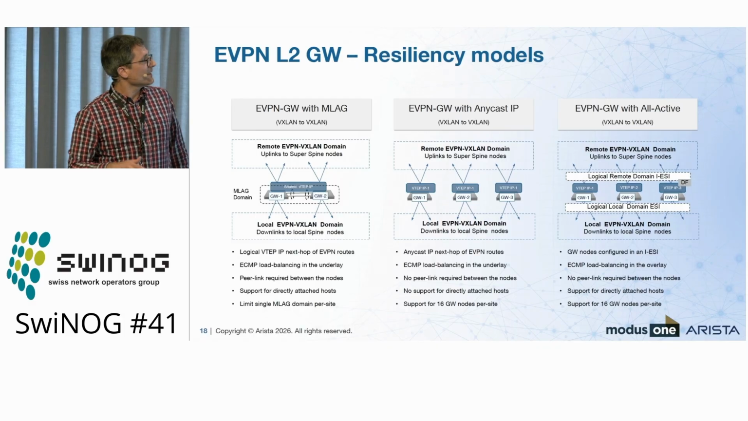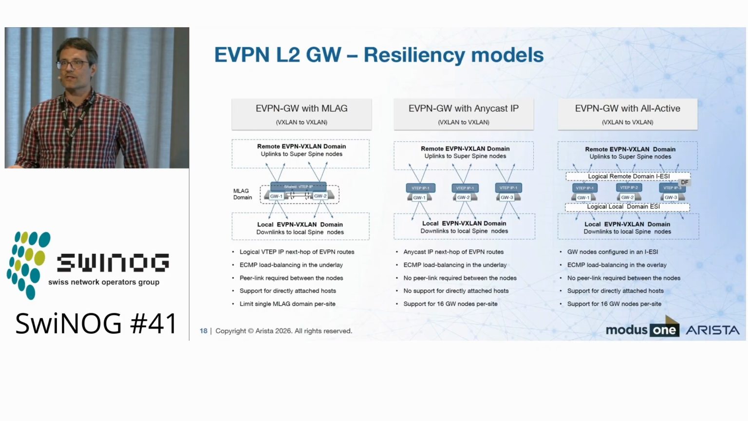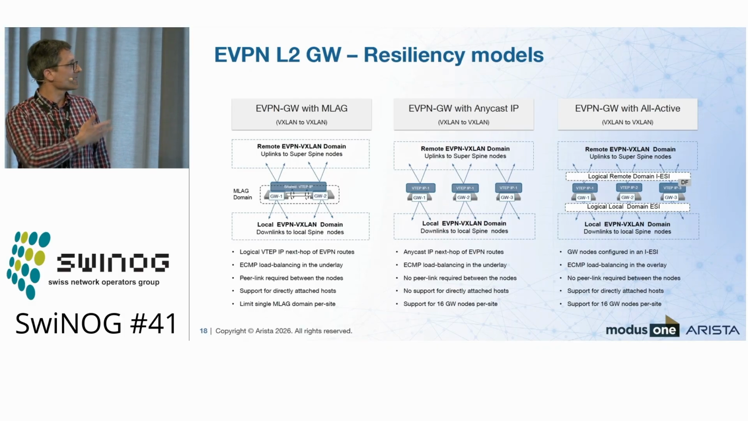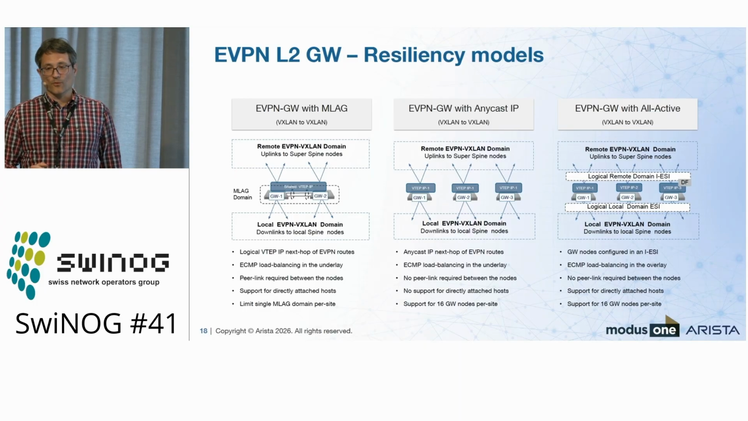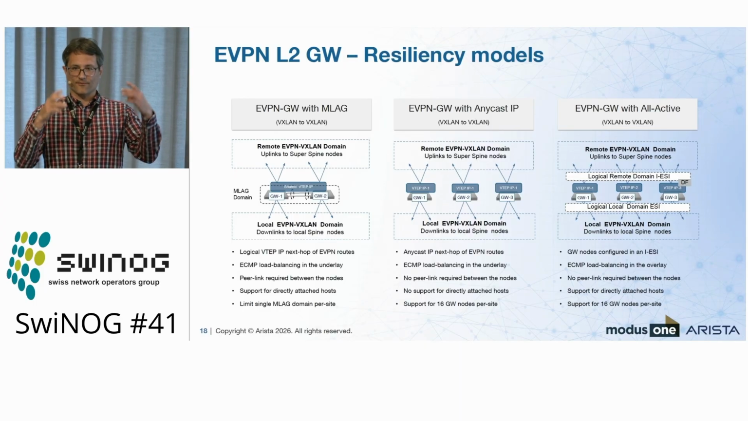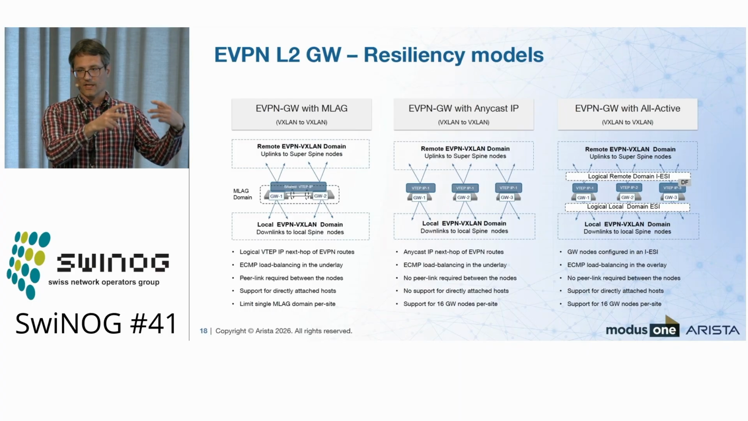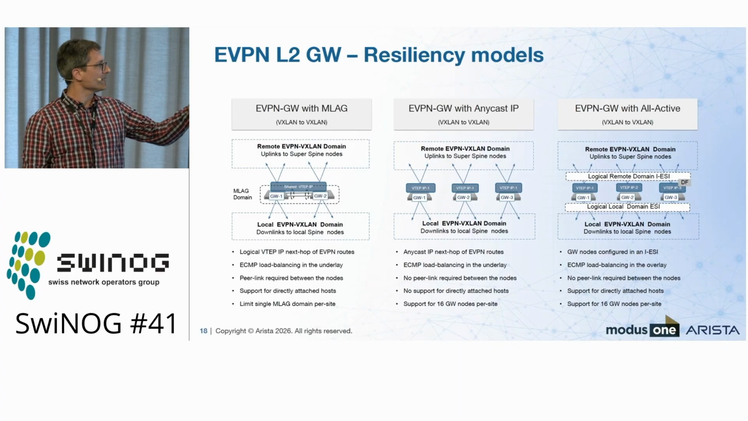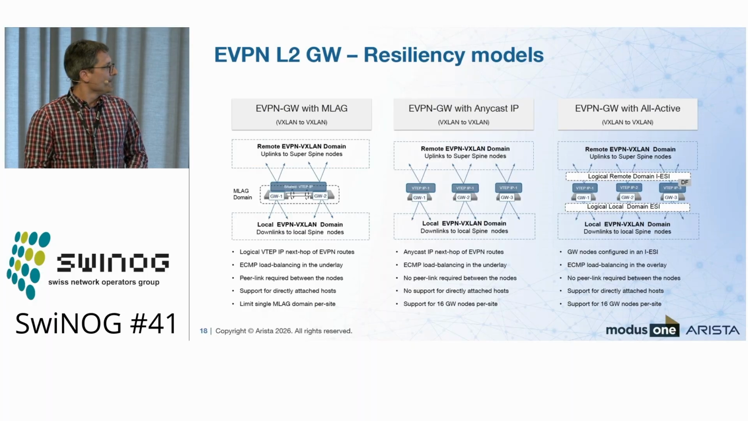With resiliency or redundancy, we have multiple options. One is we work with MLAG. With MLAG, we have just one pair that we can use as gateways that we can combine. They need a link in between.